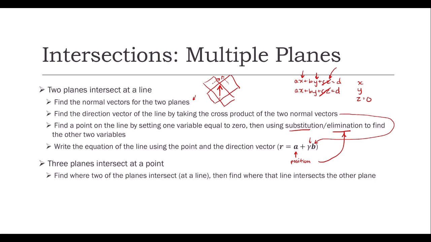Finally, with three planes, they'll intersect at a point, and to find that point, you would find where two planes intersect, that line like we found in the previous one, and then you'll find where that line intersects the other plane, like we did on the previous slide. So that's how you would find your intersections. We'll do practice with this later.